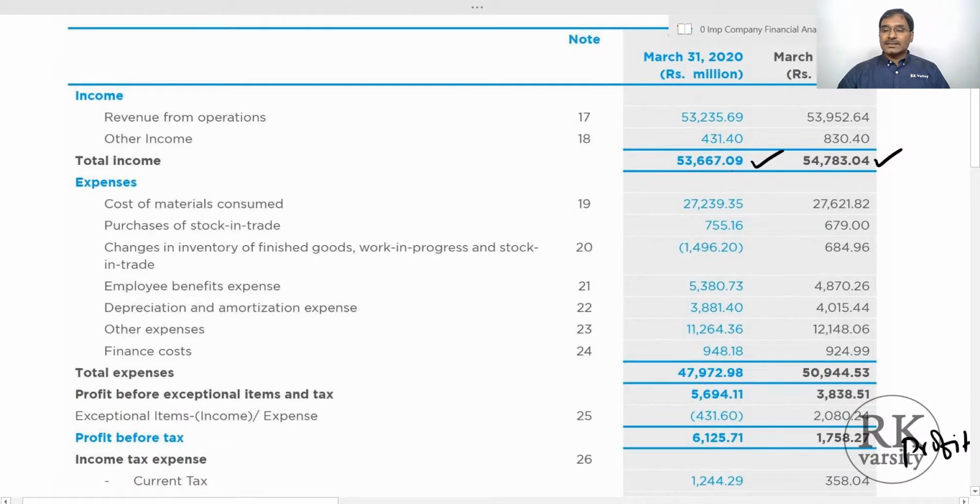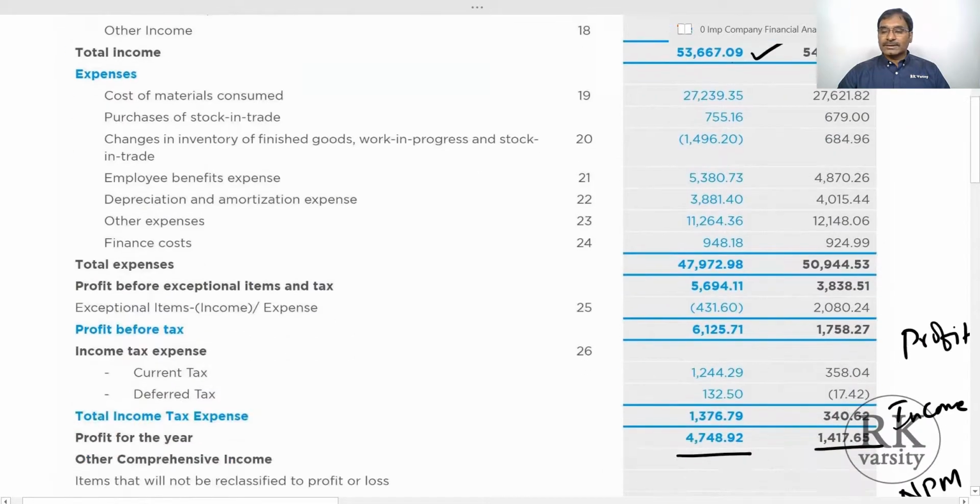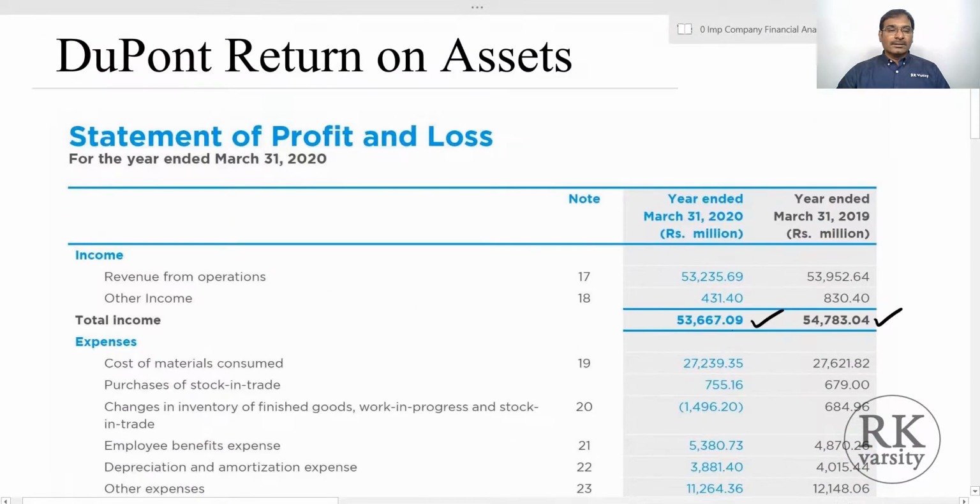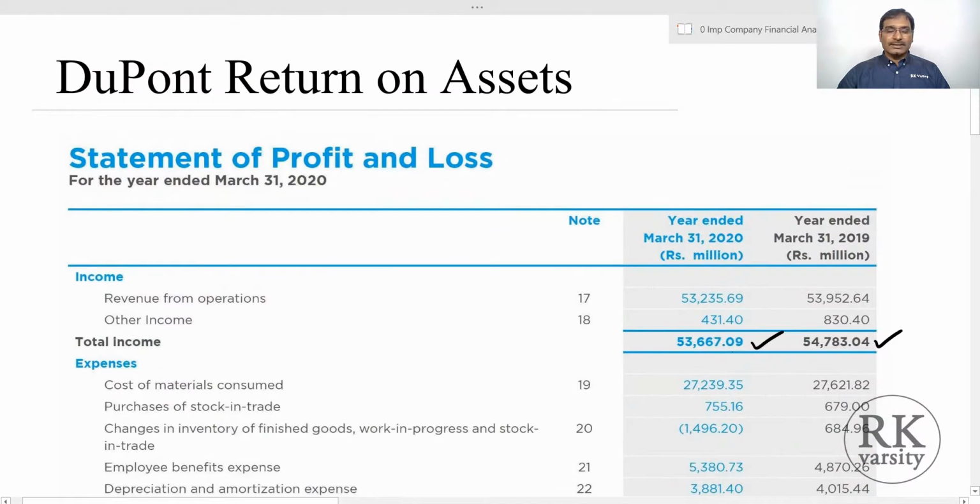So this is how you need to calculate the DuPont return on assets and analyze and interpret.